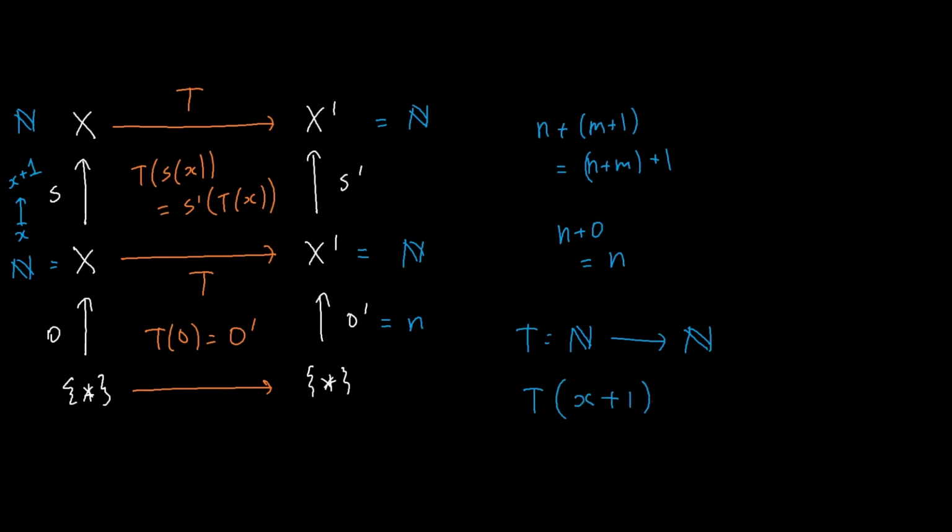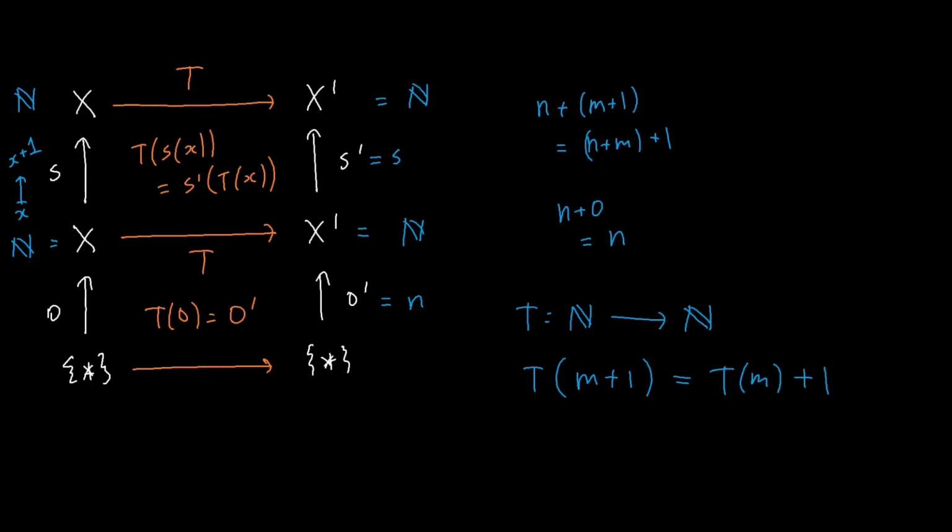And let me write, instead of x, let me write m. T of m plus 1 equals... sorry, I didn't tell you what S prime should be, but S prime I will pick to be the same as S. So it's again adding 1. So what is m plus 1? m plus 1 is the successor of some m, right? And so T of that must equal the successor, in other words, something plus 1. And what is that thing? That's T of m. So T of m plus 1. And this rule becomes T of 0 must equal n, right?